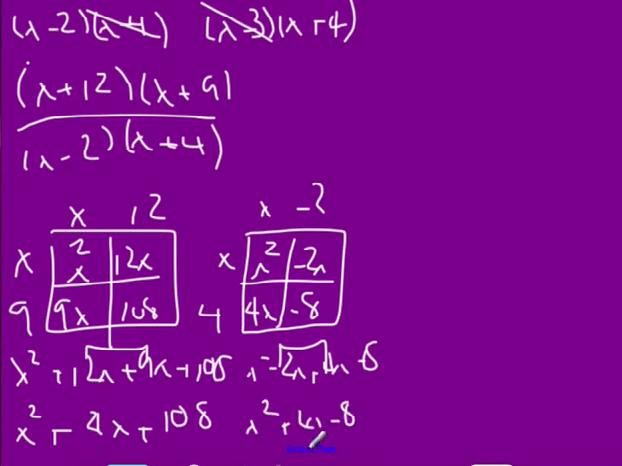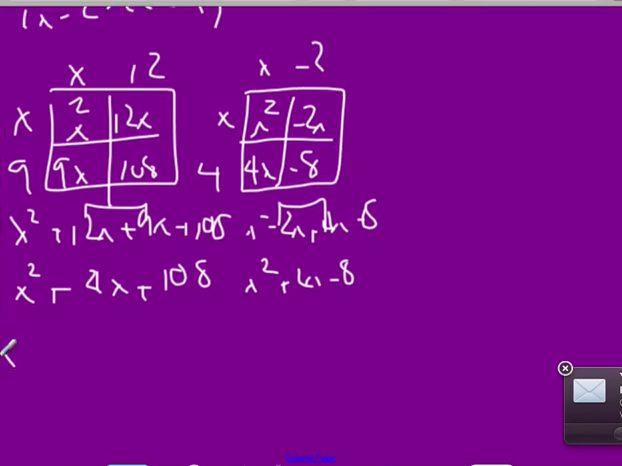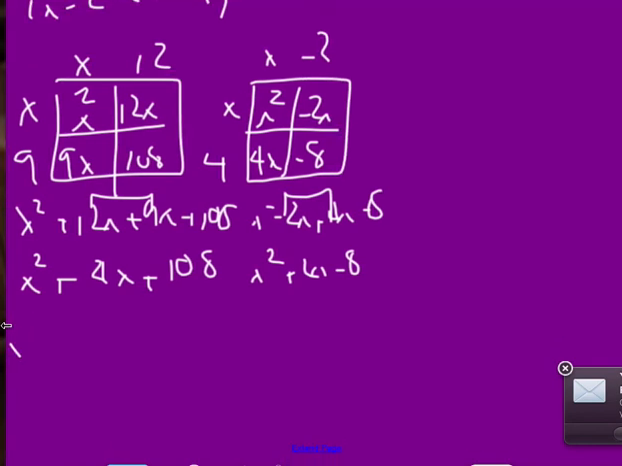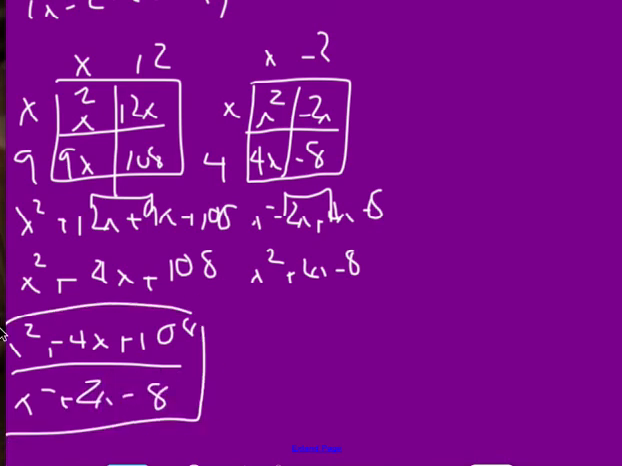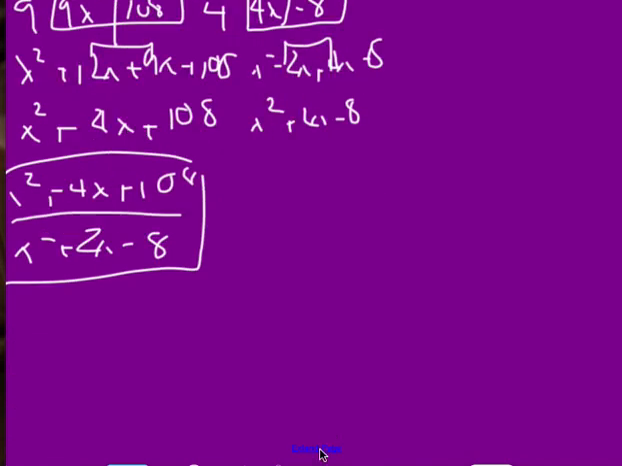So now we need to write these as fractions over themselves. So I have x squared plus 21x plus 108 divided by x squared plus 2x minus 8. Now this is your simplified rational expression right here. You can't break that down anymore. So next, let's take care of our excluded values.